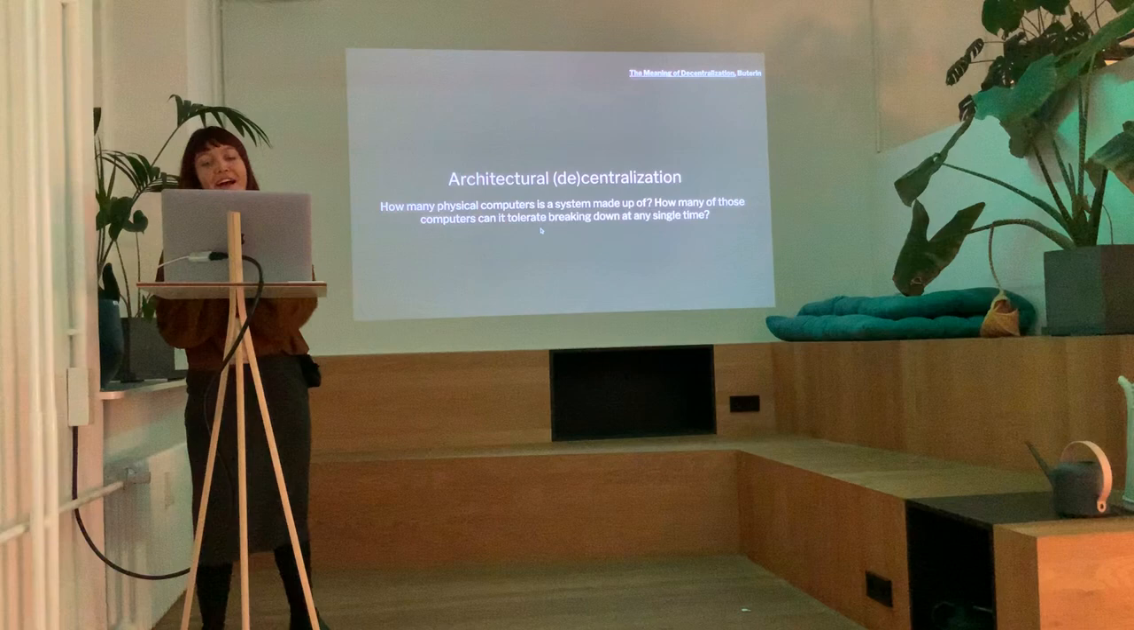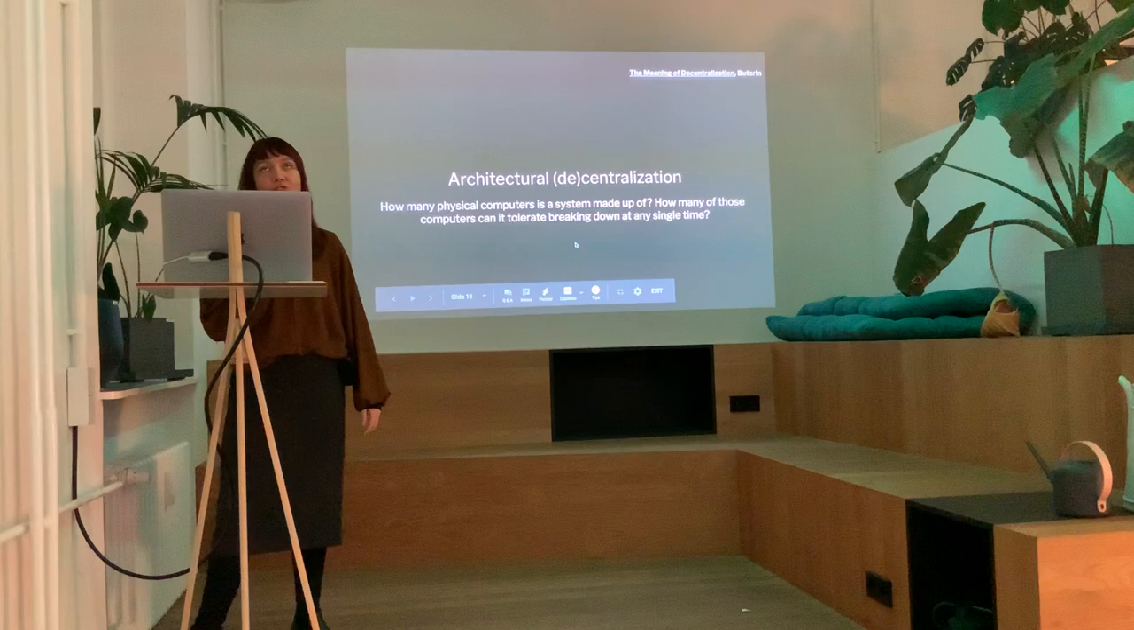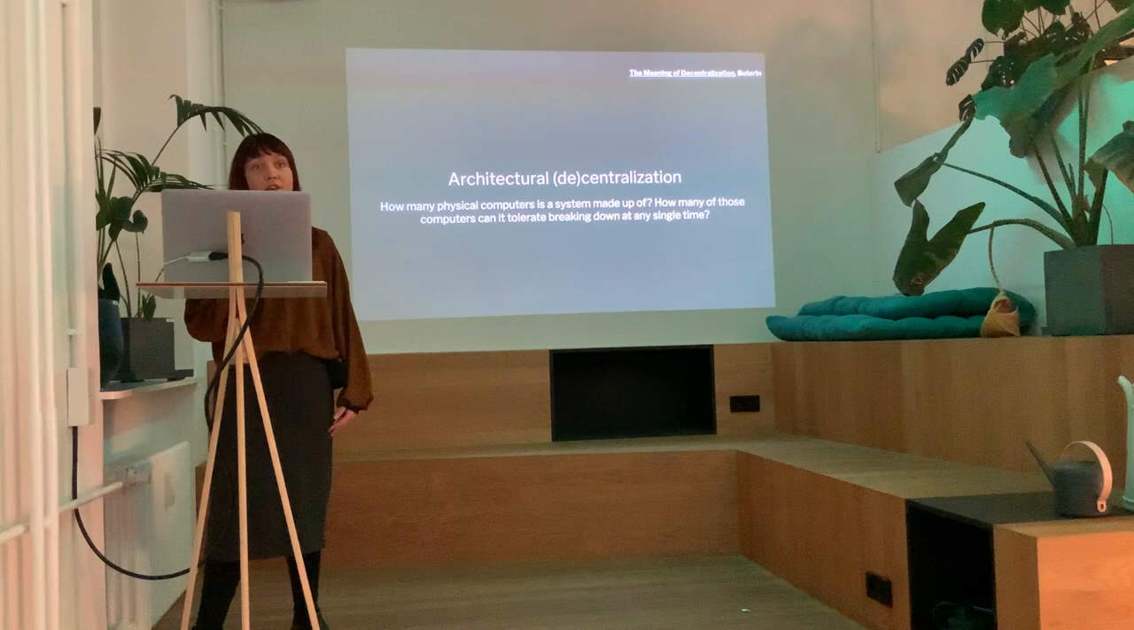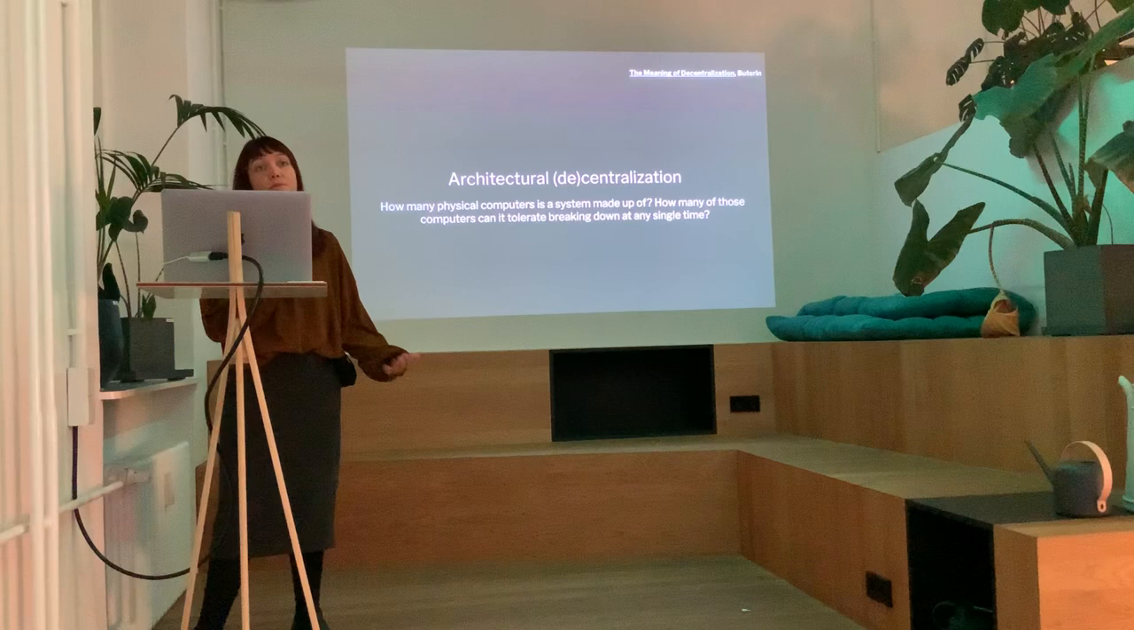So he has this piece called The Meaning of Decentralization, and tries to disambiguate the different meanings of decentralization in terms of governance. You could say that architectural decentralization is a question of how many physical computers a system is made up of, and how many of those computers can break down at any single time. So if you have, in a peer-to-peer system, 12 different computers all communicating with each other, how many of those have to be actively updating and communicating for the system to still exist? And then there's also political decentralization.